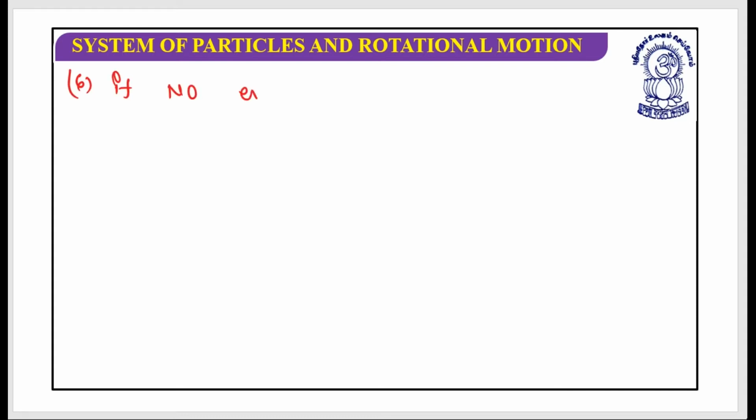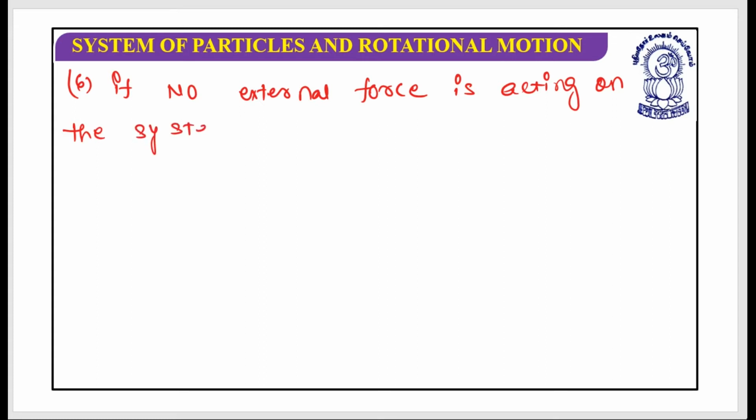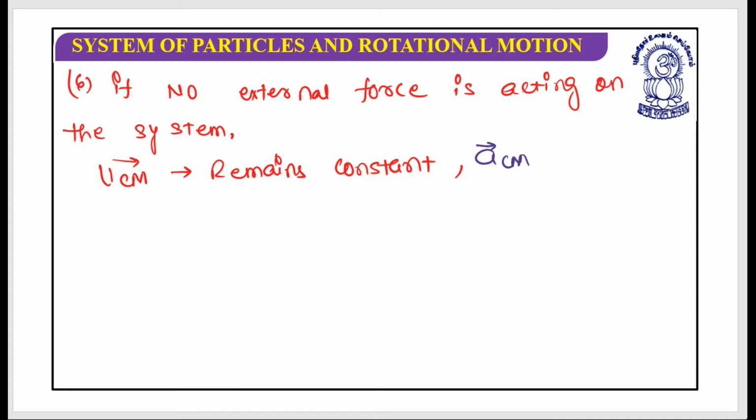no external force is acting on the system, then VCM remains constant. The velocity of the center of mass remains constant. We understood up till now that ACM would be definitely 0.